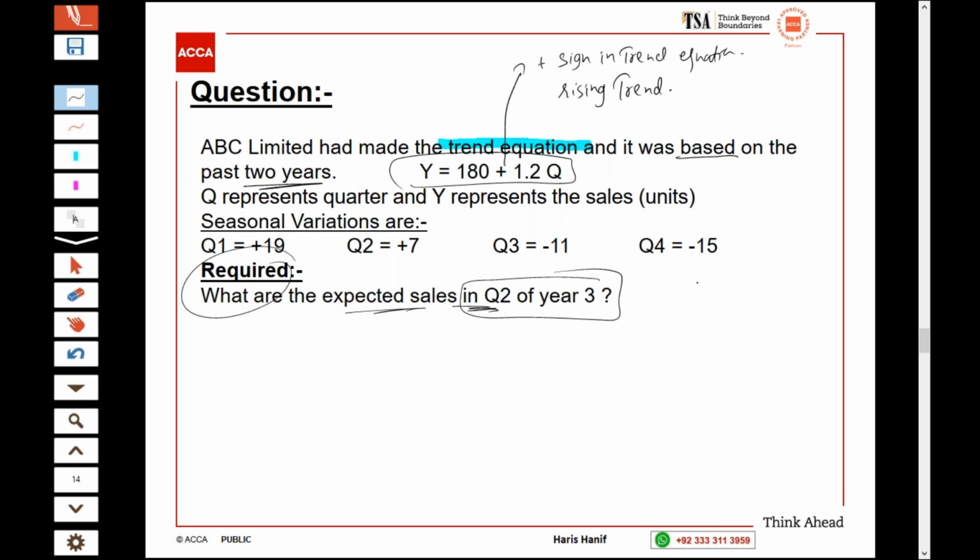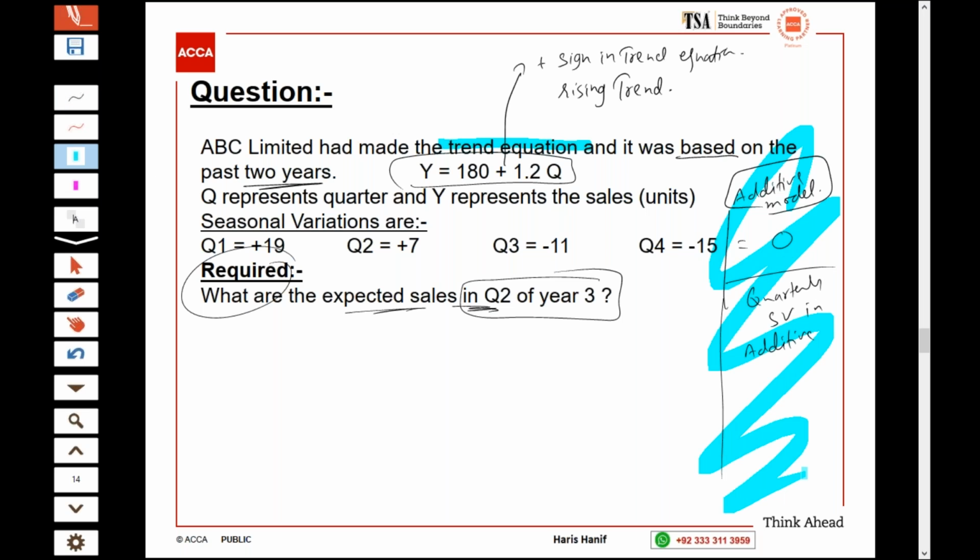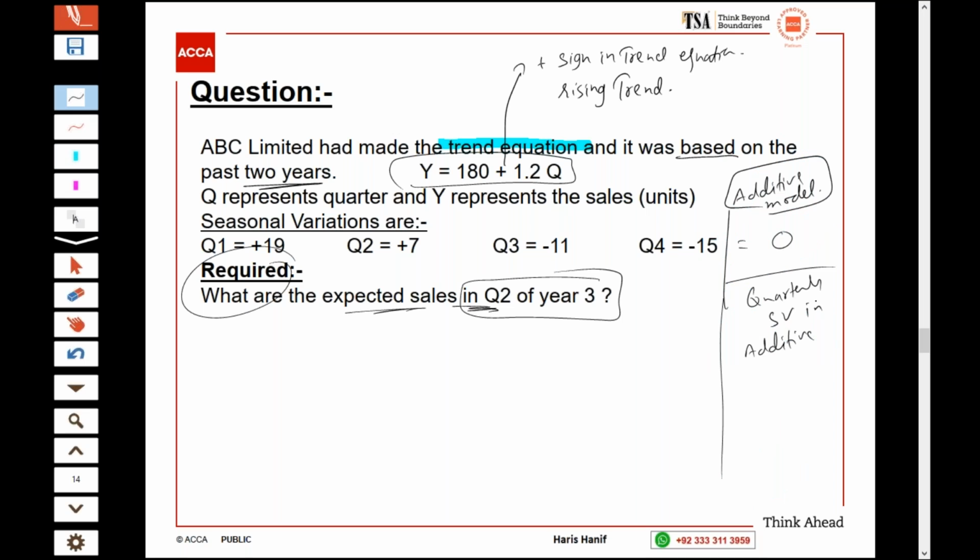Now see, there is no model name mentioned, but this is +9, +7, -11, -15. This is the additive model, and the indication is that the quarterly seasonal variation should always be 0. You can calculate it: 9 plus 7 minus 11 minus 15 is 0. Note these things. These are the theoretical discussion points, the examinable content. Quarterly seasonal variation in the additive model is 0. So the plus sign indicates that the trend is the rising trend, and the trend was based on the last 2 years. Now see what I am writing.